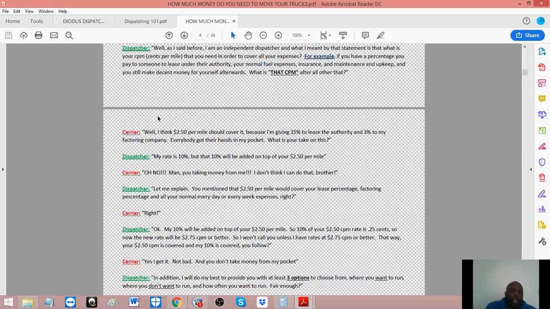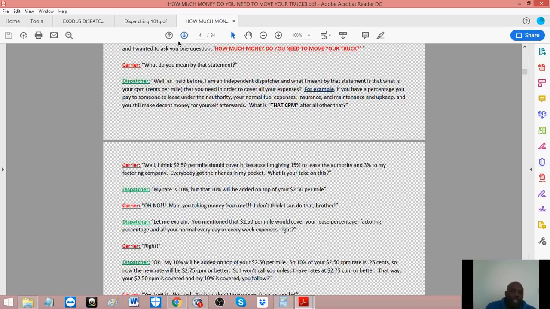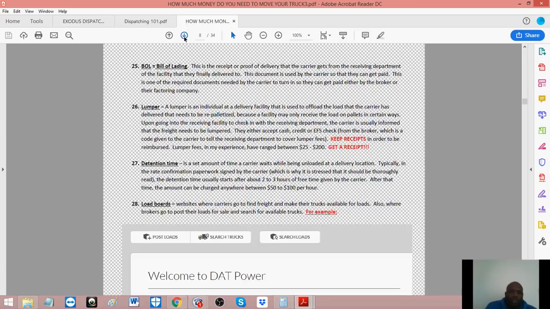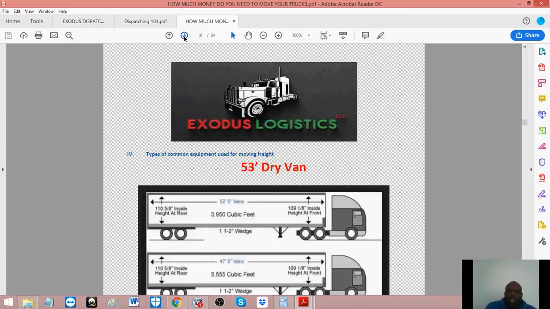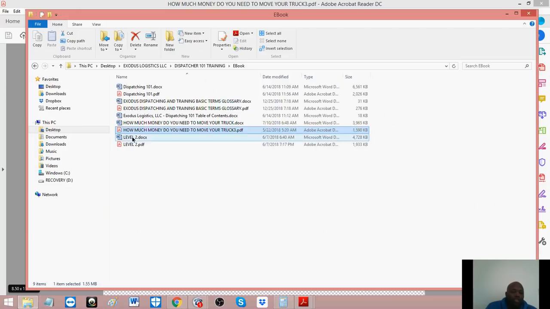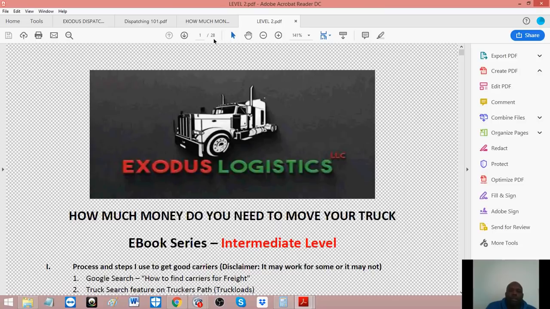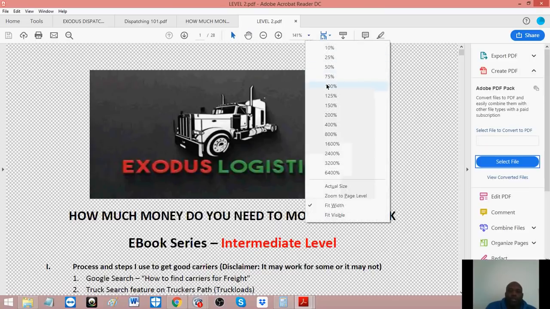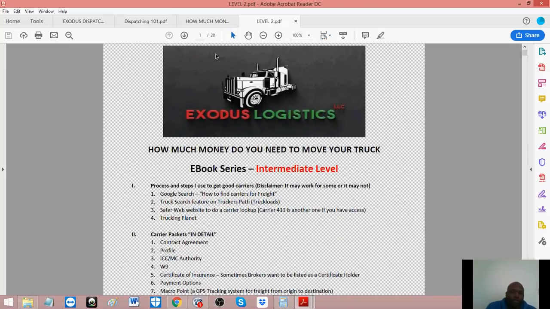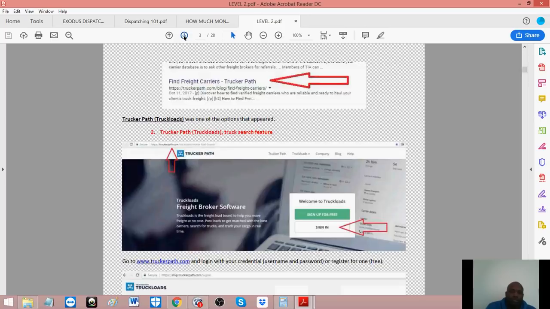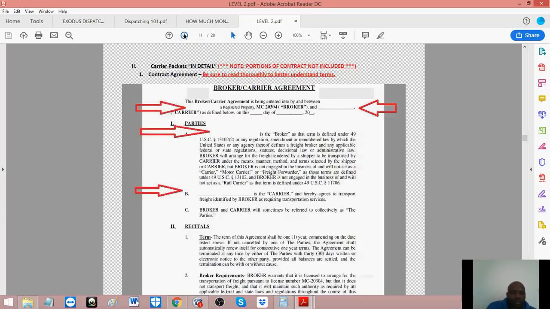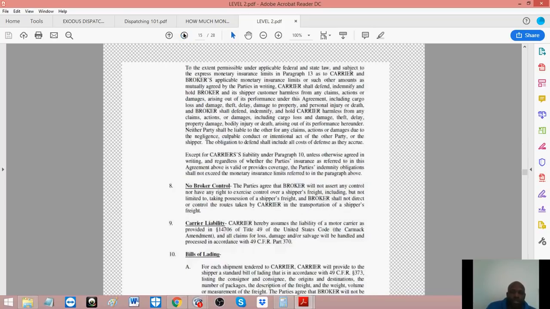It breaks it down. Call script, I give a call script, everything. Carrier, dispatcher, for getting a dispatcher under agreement. Different content in here, screenshots, everything. And then also, Level 2 is an intermediate and talks about rate confirmations and carrier packets. And different resources. There's so much information.